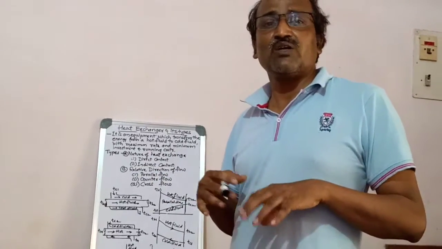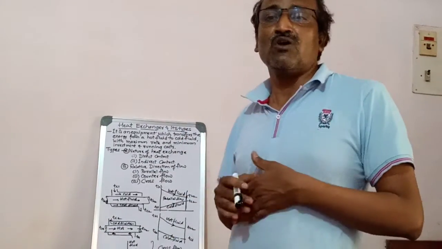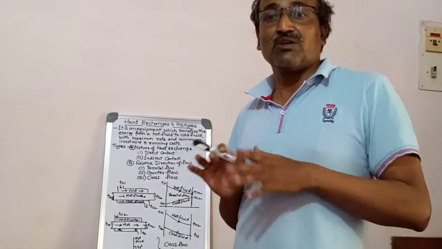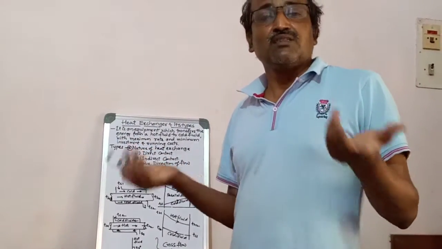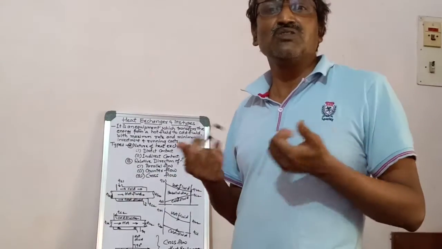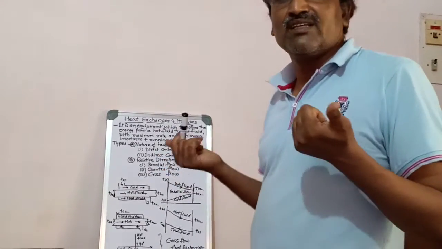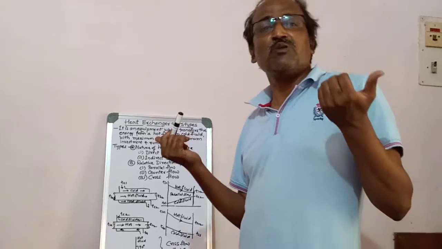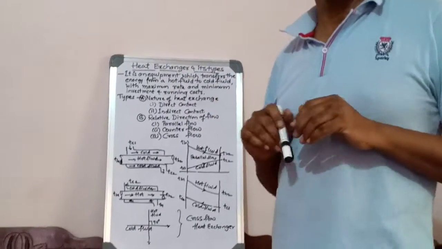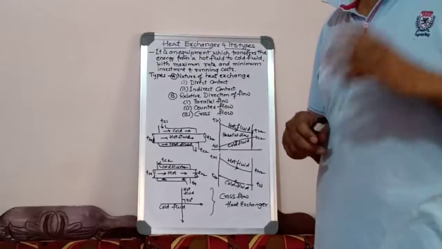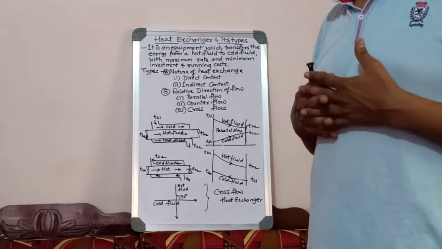Water should be circulated only to bring down the temperature of the oil, which is high. That's all. But oil and water should not be mixed. Otherwise it will be wasted, because oil will lose its viscosity and that lubrication property will be lost. So therefore 90% of the heat exchangers are of indirect contact.